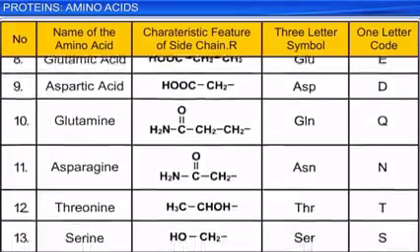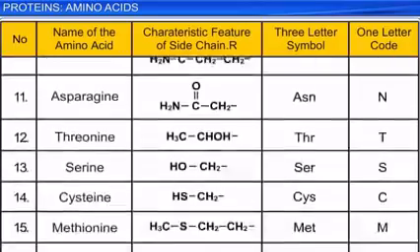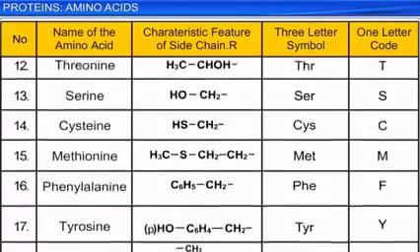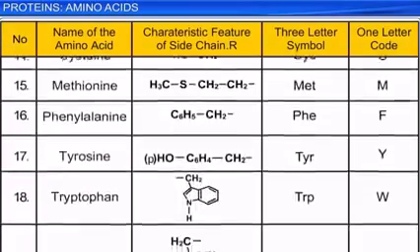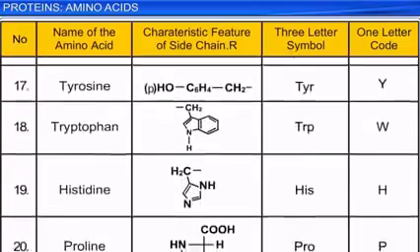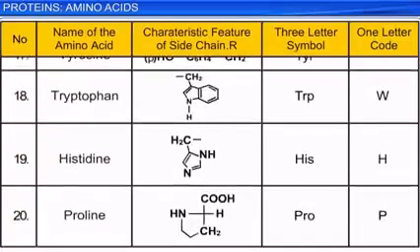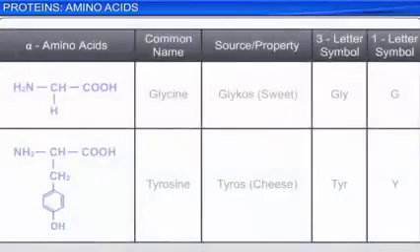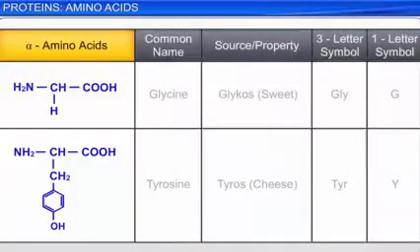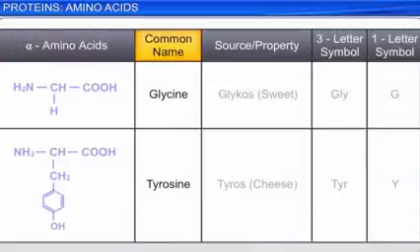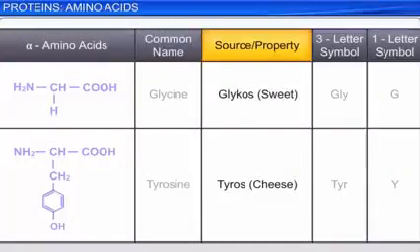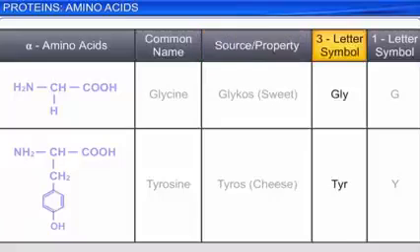In nature, 20-odd different amino acids combine in different ways to form different protein molecules. Every alpha amino acid has a common name. These common names reflect either the source or the property of that compound. Alpha amino acids are usually represented by a 3-letter symbol and sometimes by a 1-letter symbol.